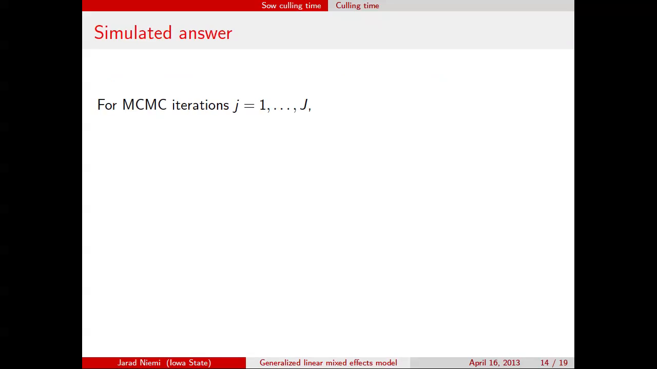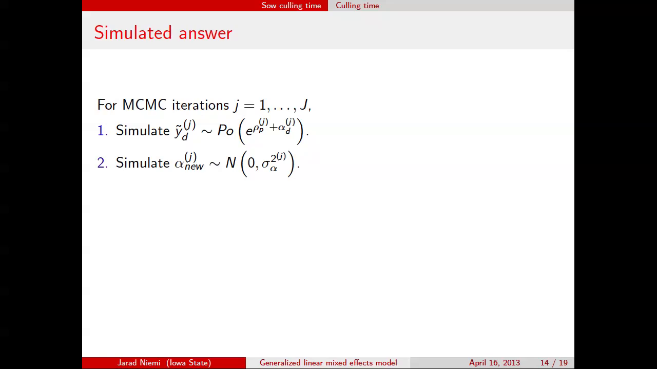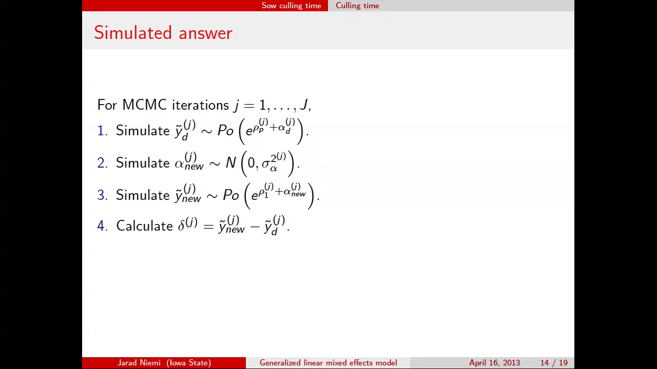Here's just rehashing what I said to do via simulation. For the new sow, you have MCMC simulations for the parameters for the parity P and for the random effect for that sow. Plug them in, simulate a new realization for the next parity for that sow, for the number of piglets in the litter. Here it samples a new sow random effect. And then using that, we can get a random sample from the predictive distribution for the number of piglets in the first parity for that new sow. And then finally, we're just going to calculate this quantity delta, which is the difference of the two.